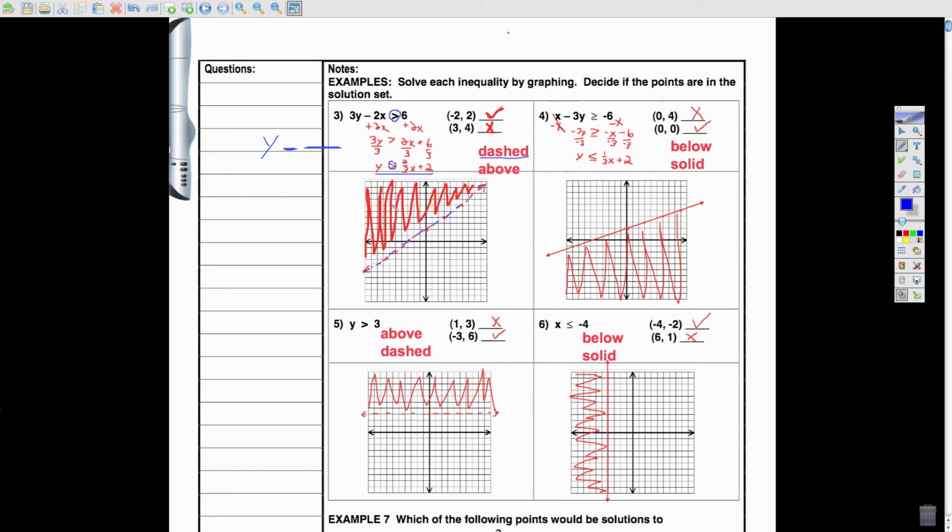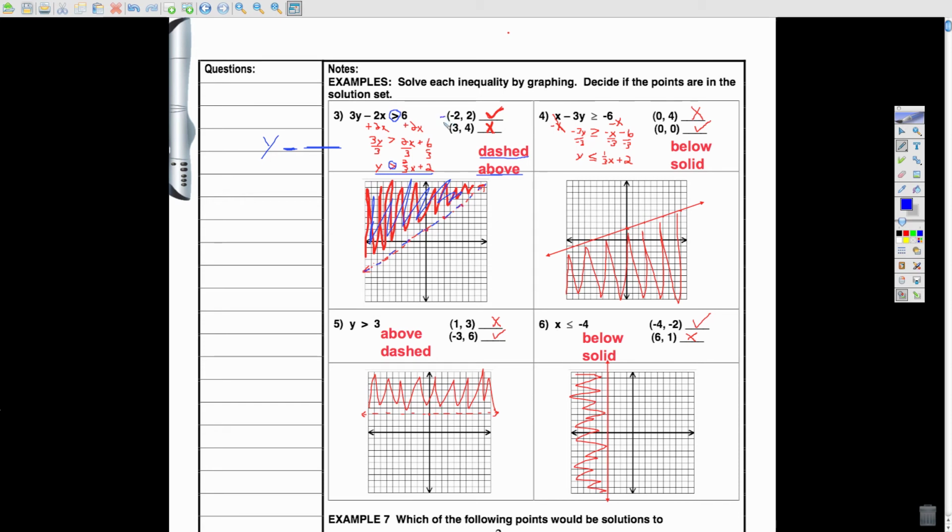Okay, now I've got to figure out, again, we looked at that sign. Do I need to shade above or below? Well, y is greater than, so if it's greater than, we're going to shade above. So that's why I've shaded the region above. And that's how you graph the inequality.